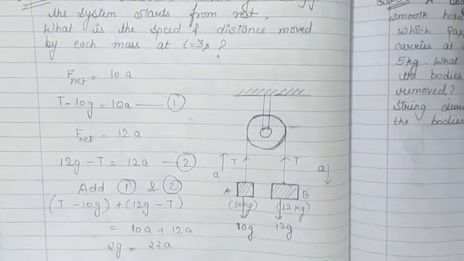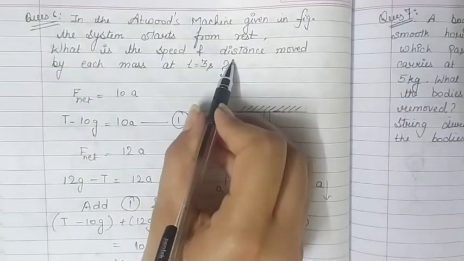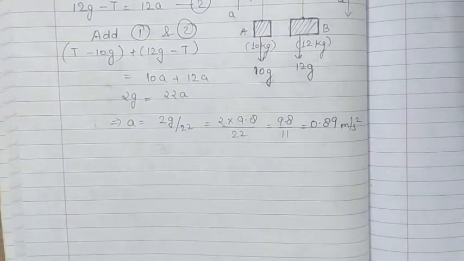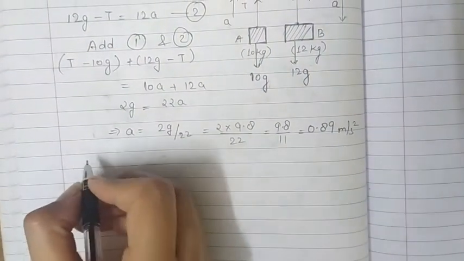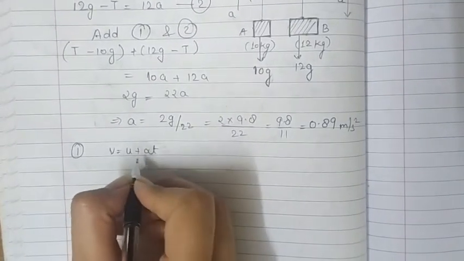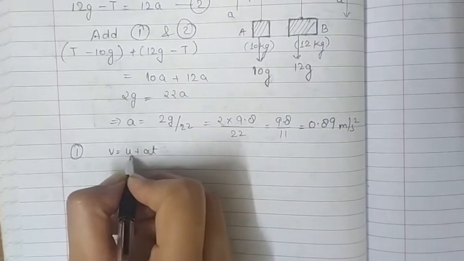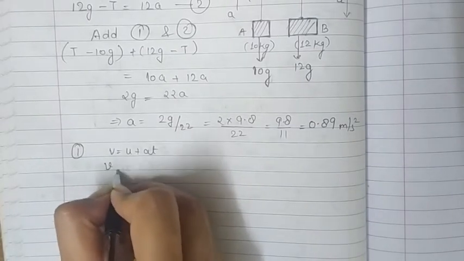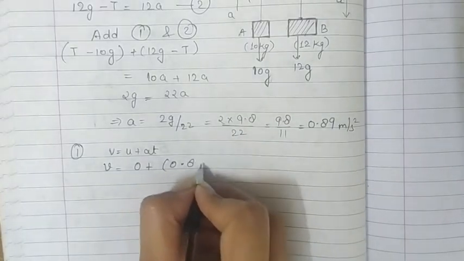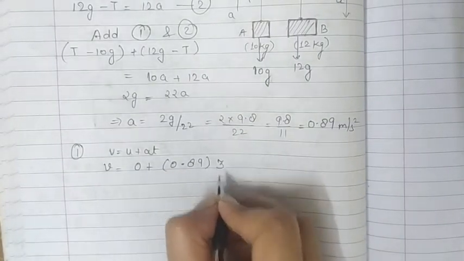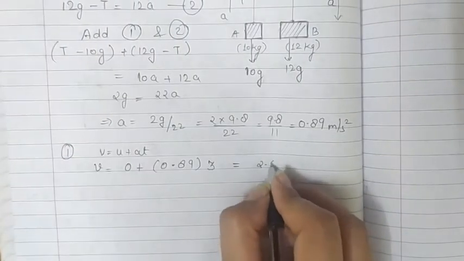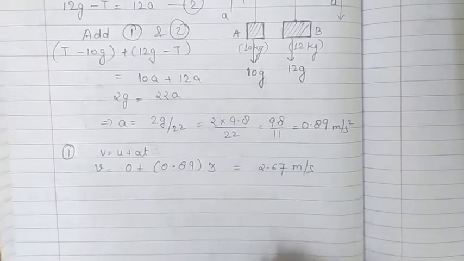Now in the question we have to find the speed and distance for the time 3 seconds. So now we are going to use equations of motion. From the first equation of motion, v is equal to u plus at. We know that initially the objects were at rest. So the final speed will be v is equal to 0 plus acceleration 0.89 and the time is 3 seconds, that is given in the question. So the final speed that we get is 2.67 meter per second.